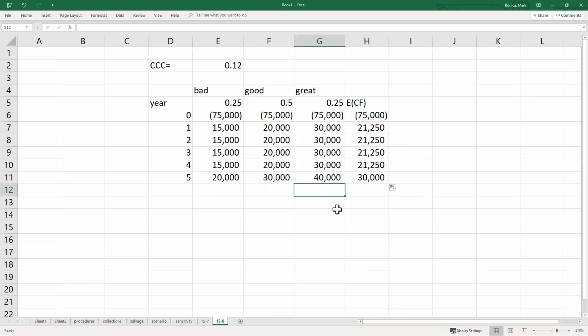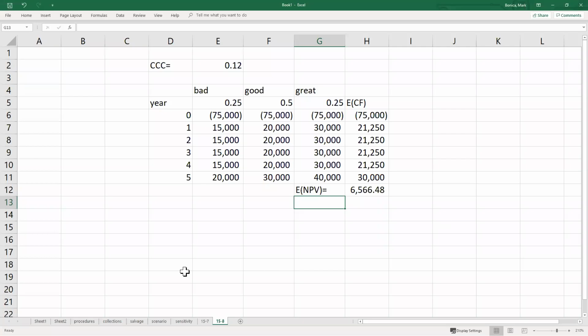So my expected NPV is, using the 12% cost of capital, I take my future cash flows, add the present value of my future cash flows to my investment, and I come up with an NPV of 6566.